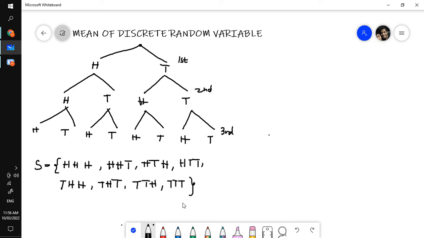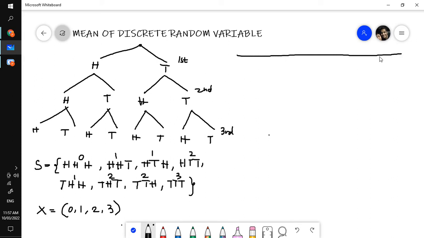Now, our random variable x in this experiment is the number of tails in every outcome. So let's count the number of tails in each outcome. Here, we don't have a single tail. So that's zero tails. Here we have one, two, one, two, two, and three. Now this gives us the values of our random variable: 0, 1, 2, and 3. So after this, we already have the sample space and the values of our random variable x.